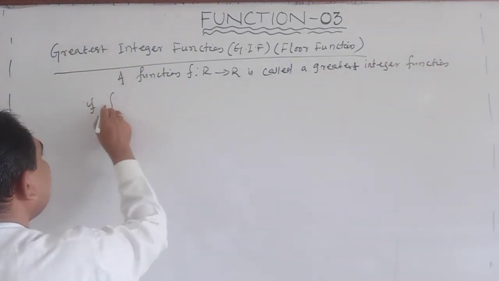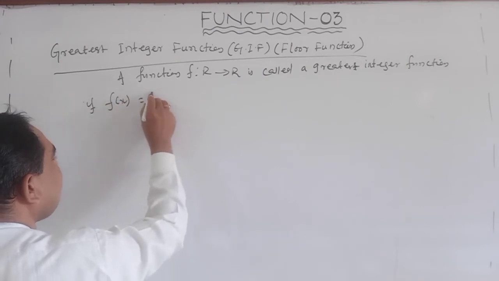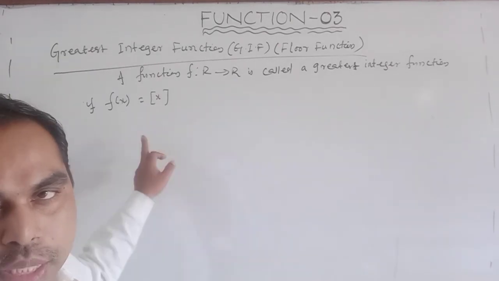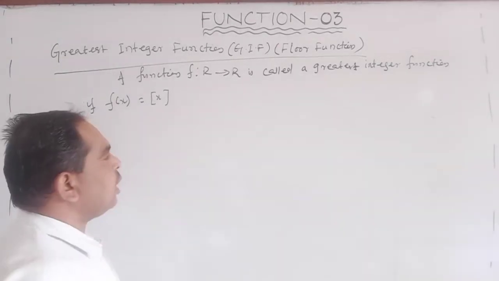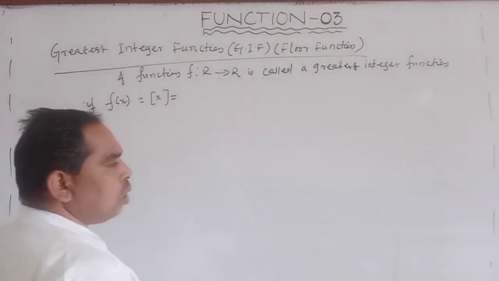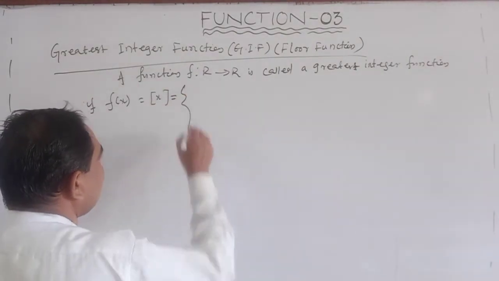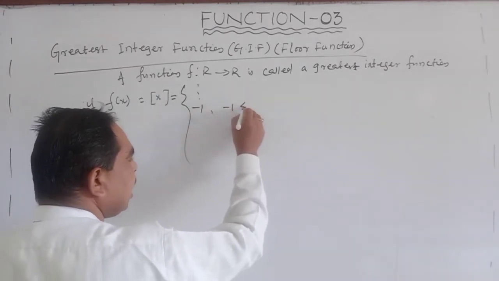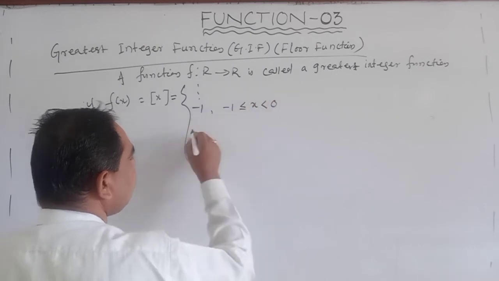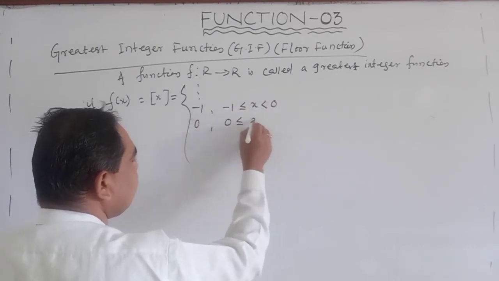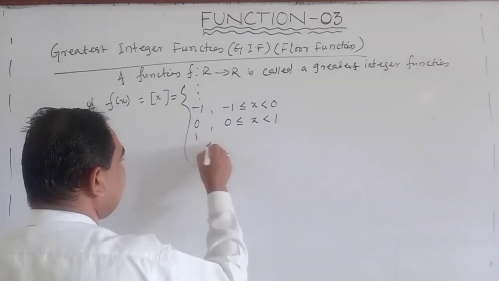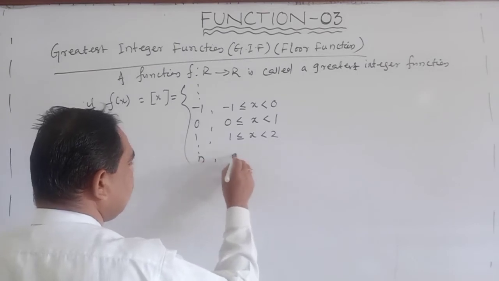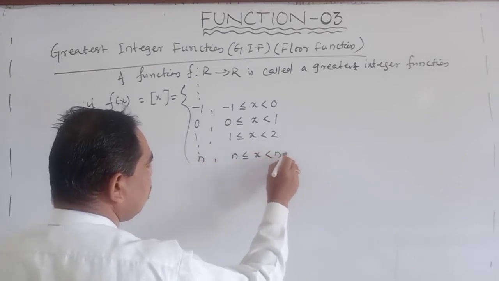If f of x is equal to square bracket x square bracket, the greatest integer function is denoted by square bracket x. So square bracket x is equal to -1 when -1 is less than or equal to x less than 0, 0 when 0 is less than or equal to x less than 1, 1 when 1 is less than or equal to x less than 2, and so on, n when n is less than or equal to x less than n plus 1.